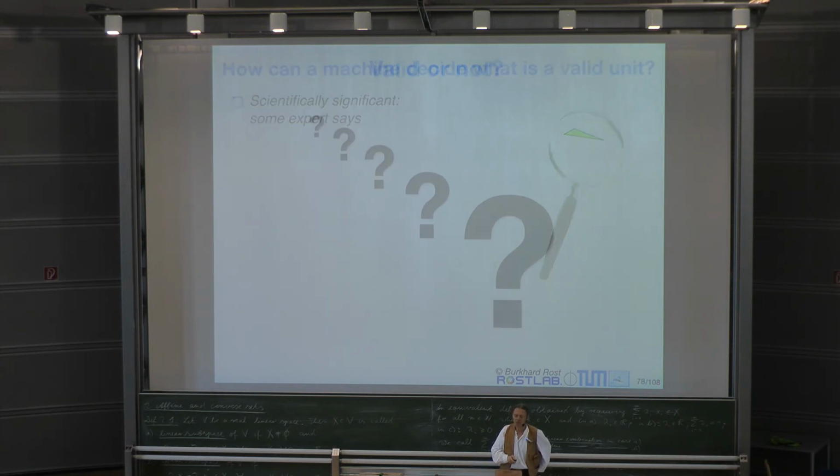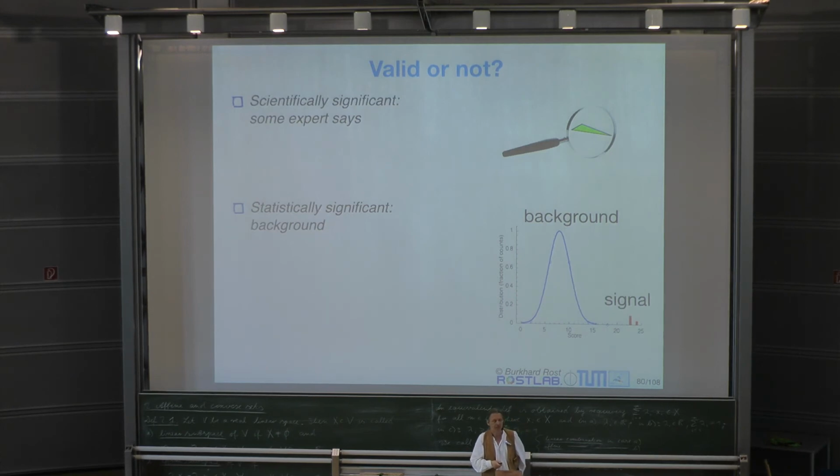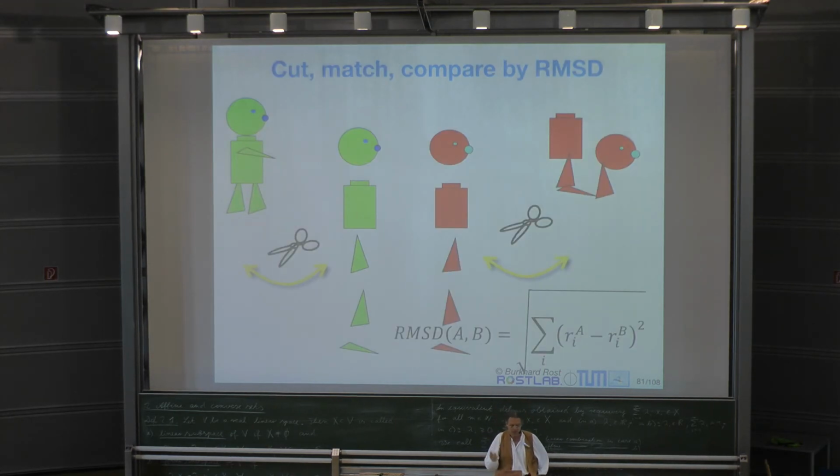Ultimately, we need machines that decide when to cut. There's something that has to do with scientifically significant, so something that is functional motifs are known, structural motifs are known, domains are known, and there's something about statistical. So I do this cutting for large data sets and I see something that looks statistically different or similar groupings. And I will do all of that. Then I will essentially do some cut, match, compare and measure by RMSD.